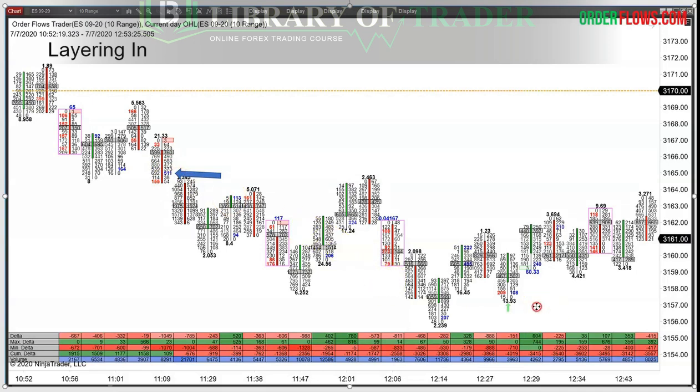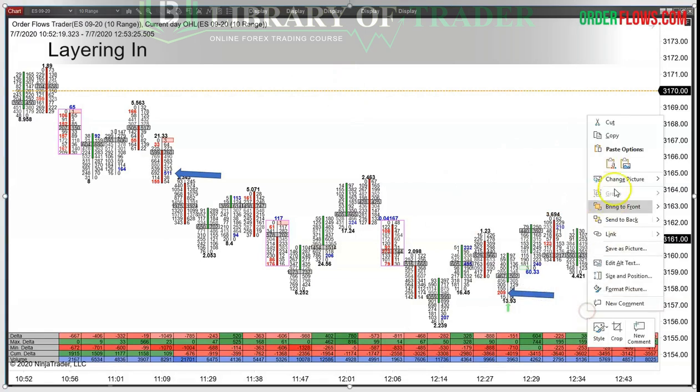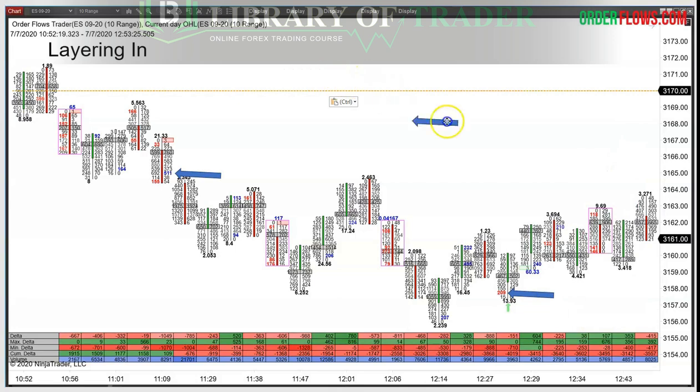Market sells off, right? Get down in here. You got another one, right? This time it's a buying one, right? Then you run up into the selling one, right back up here.